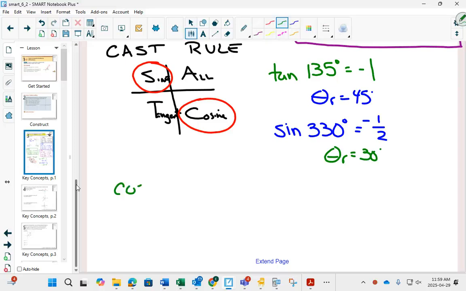What is cos of 315 degrees? What's your reference angle? Oh, 45. 45 degrees is our reference angle from our 45-degree triangle. What was cos of 45? It was the square root of 2/2. Should this one be positive or negative?